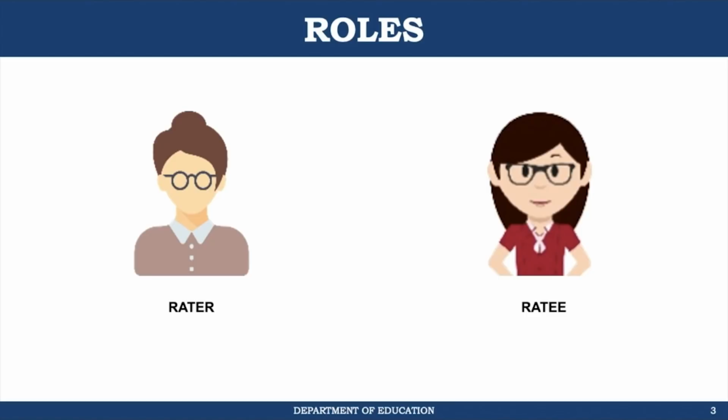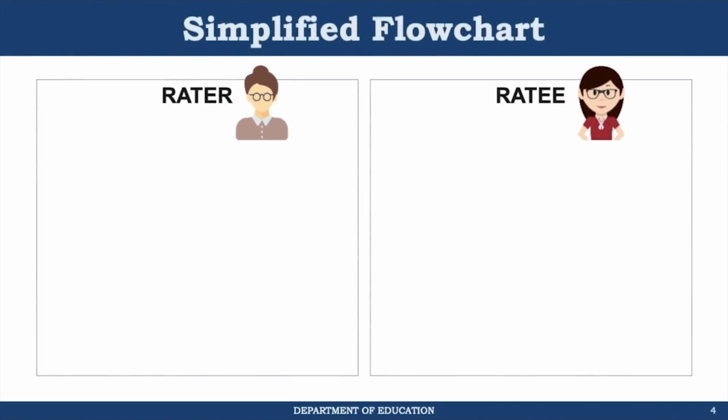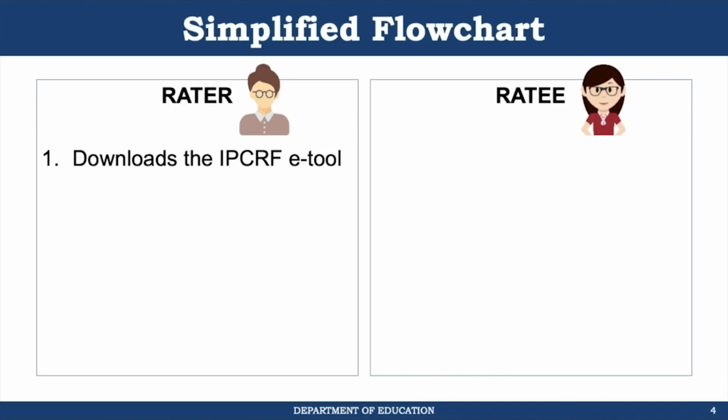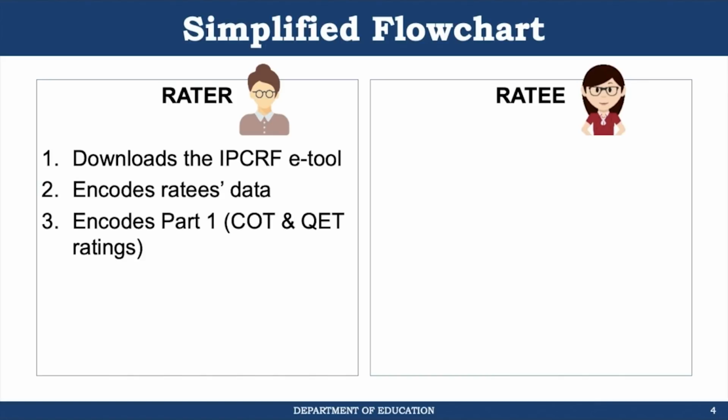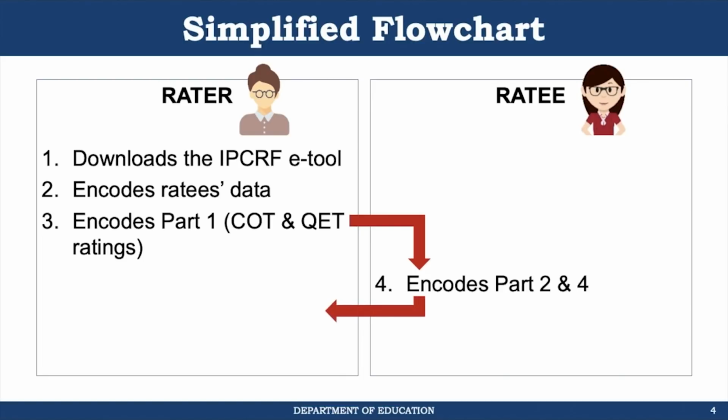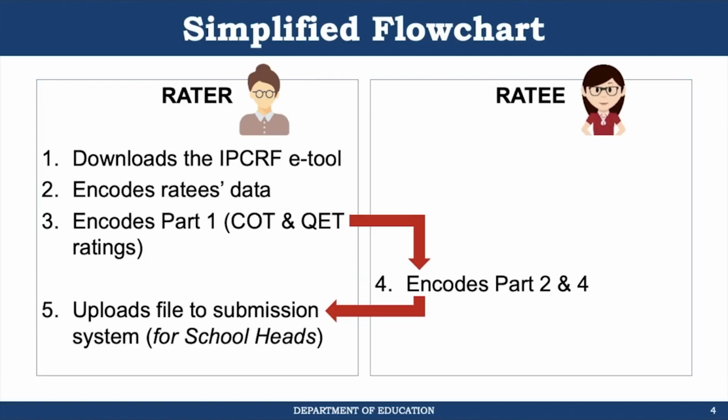So who will be using this tool? There are two types of users, the rater and the ratee. For the purposes of this presentation, I've simplified the flowchart, taking out all the steps that don't necessarily involve the electronic tool while still following the procedures we previously set. First, the rater downloads the IPCRF electronic tool, encodes the ratee's data, then encodes the CoT and QET ratings. At this point, the rater hands the electronic tool to the ratee, who encodes parts 2 and 4, then gives the file back to the rater or to the school head for submission online.